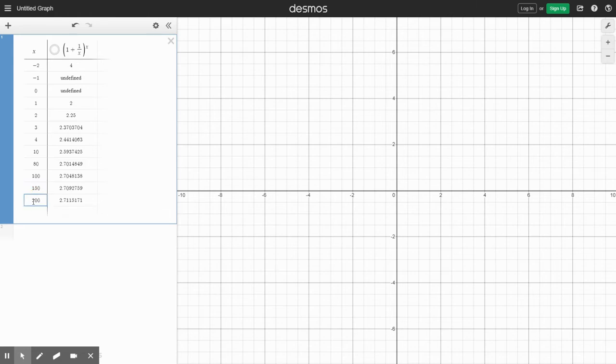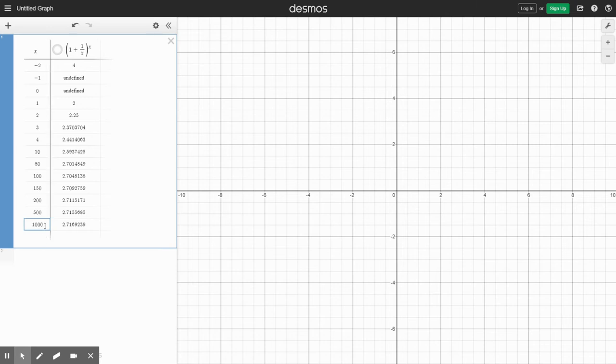Notice that when we plug in 200 to our expression, we get 2.71. Let's plug in 500. Still 2.71. Let's keep plugging in higher values. 1,000 gives 2.71 still. 2,000, we're still at 2.71. Let's plug in 10,000.